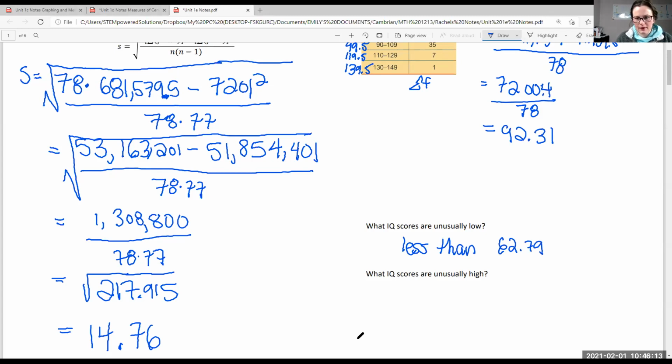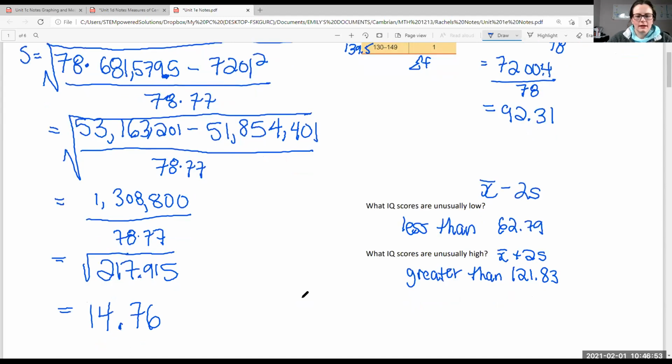All right. And then what about IQ scores that are unusually high? Anything greater than 121.83. Sounds right. Awesome. So again, it's basically the mean minus 2 standard deviations, and then it's the mean plus 2 standard deviations. Excellent. Yeah, so 92.31 plus 2 times 14.76 equals 121.83. Excellent. So anything greater than 121.83 is considered unusually high.